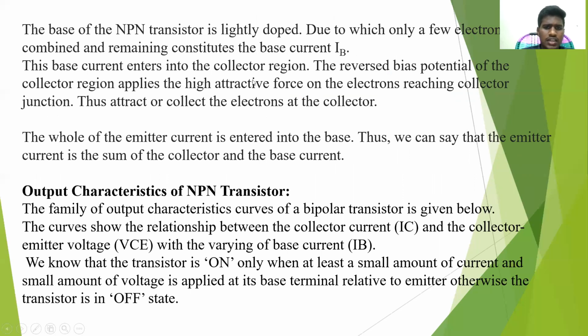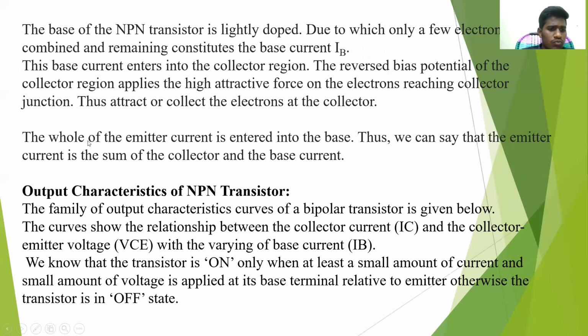As we have discussed earlier, a few of the electrons combine with the holes in the p-type material, and that electron hole pair is called the IB current, and the remaining current enters into the collector region. The reverse bias potential of the collector region applies a high attractive force on the electrons reaching the collector junction, thus attracting or collecting the electrons at the collector.